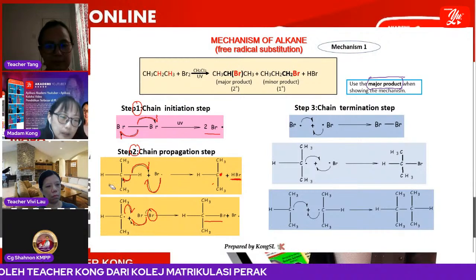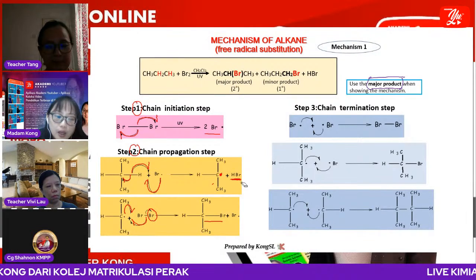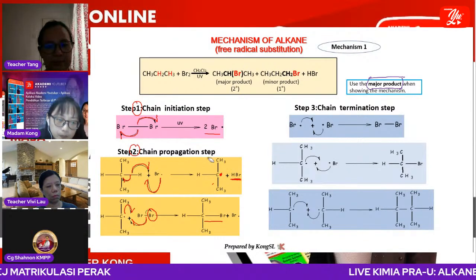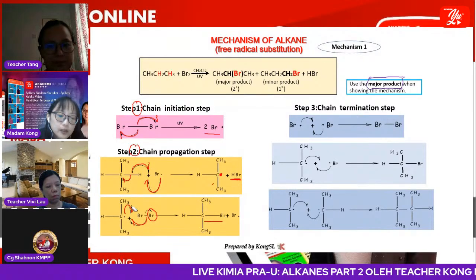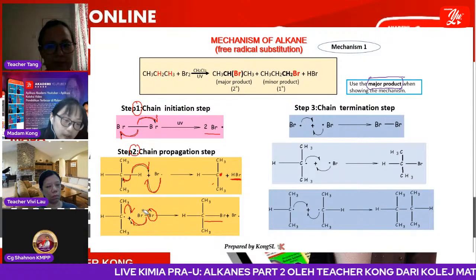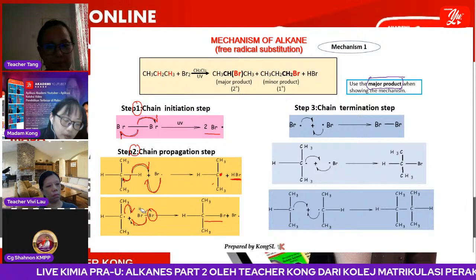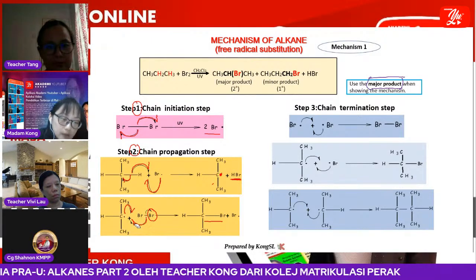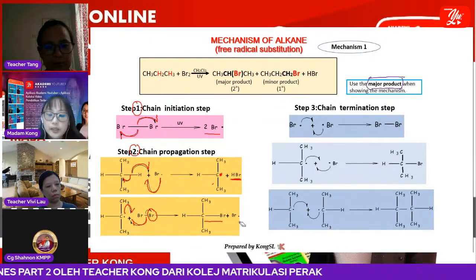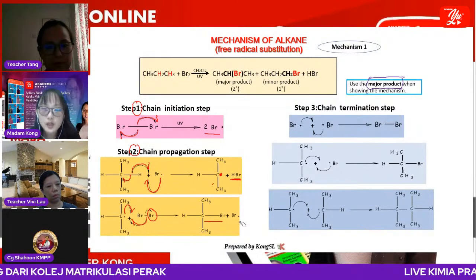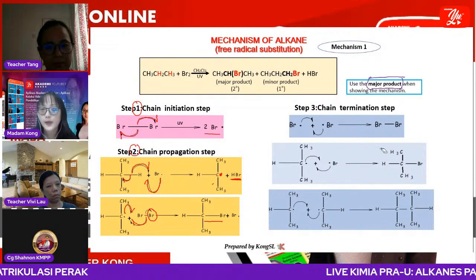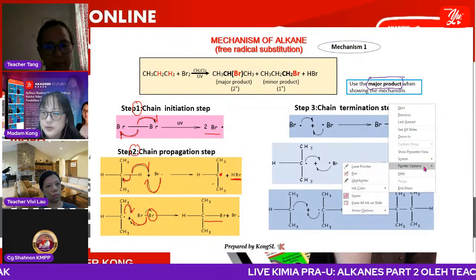Okay, we'll interrupt the propane and then form the HBr, and then the propyl free radical is formed. Another one is the propyl free radical, right? Okay, go to attack the bromine molecule, and then form the haloalkane, and then form again the bromine free radical. So when will this mechanism be stopped? Okay, step three.